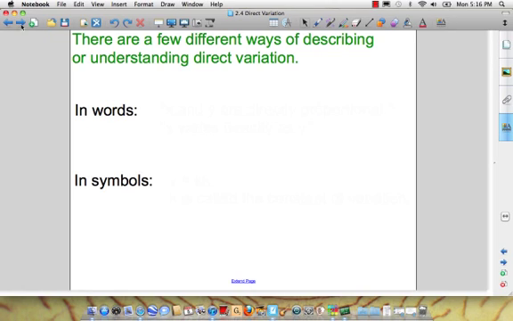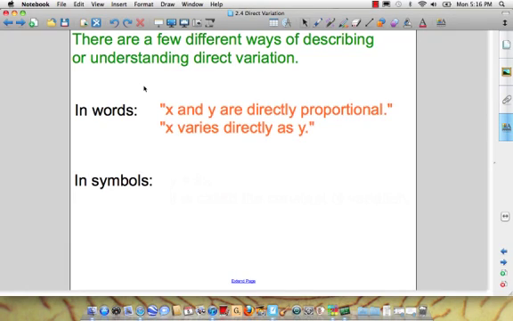Okay. There's a few different ways of describing or understanding direct variation. Sometimes we talk about it using our words, and we would say x and y are directly proportional. You'll also hear people say x varies directly as y. And again, what that means is that they share that special type of relationship. You have these two amounts, x and y, and they're related. When you double one of them, the other one doubles. If you cut one in half, the other one cuts in half as well.